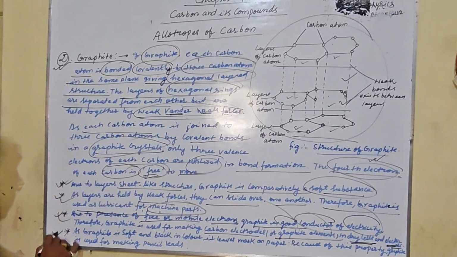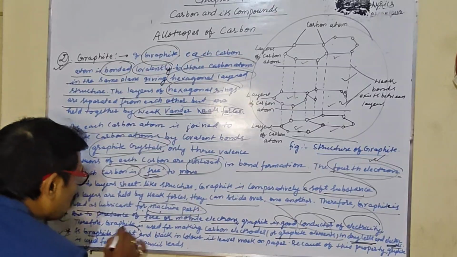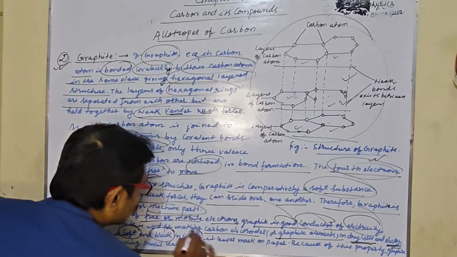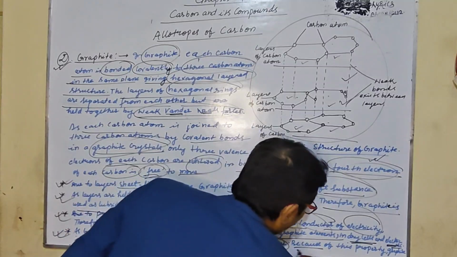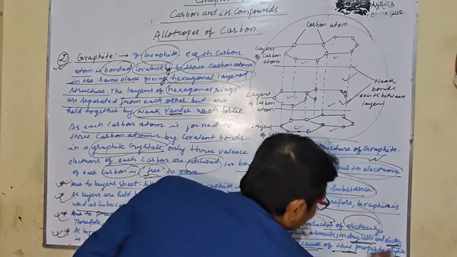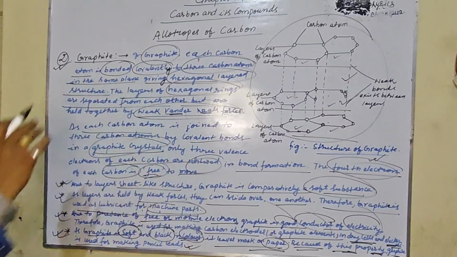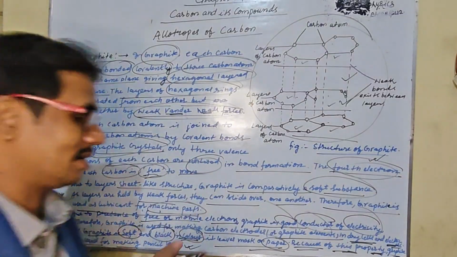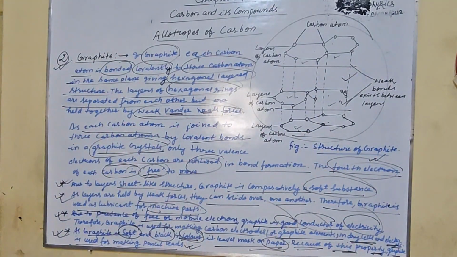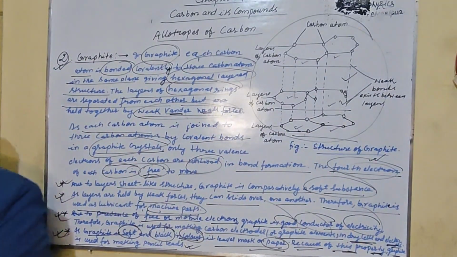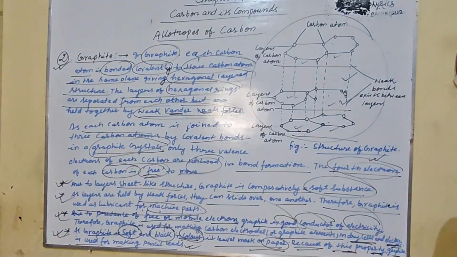After that, the last point: as graphite is soft and black in color, it leaves marks on paper, and because of this property graphite is used for making pencil leads. The last allotrope of carbon, the Buckminsterfullerene or fullerenes, we will discuss in the next video. After that, we are going to read the NCERT topic questions. Tomorrow's class is very important, the last topic of allotropes of carbon.